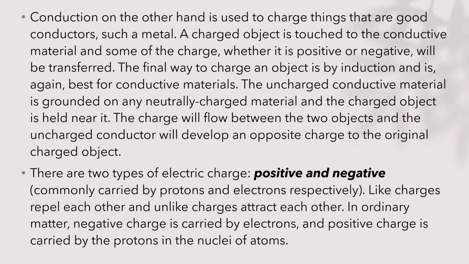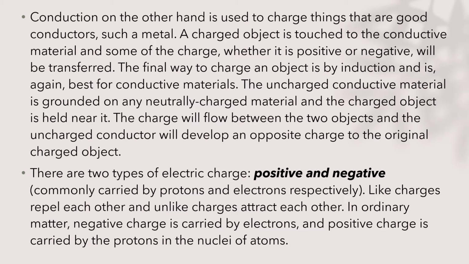The uncharged conductive material is grounded on a neutrally charged material, and the charged object is held near it. The charge will flow between the two objects, and the uncharged conductor will develop an opposite charge to the original charged object. There are two types of electrical charge, positive and negative, commonly carried by protons and electrons respectively.